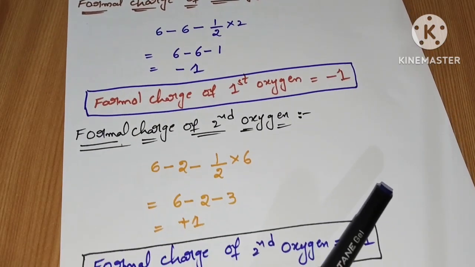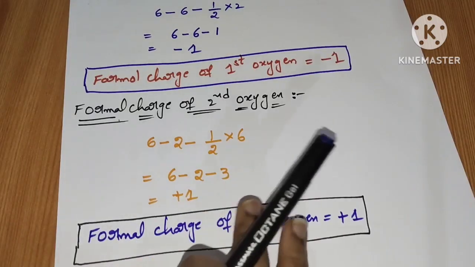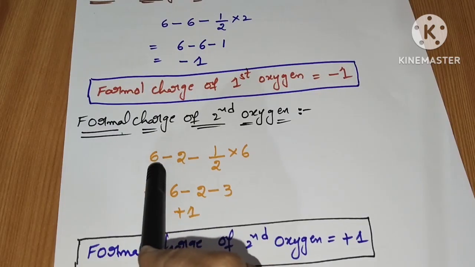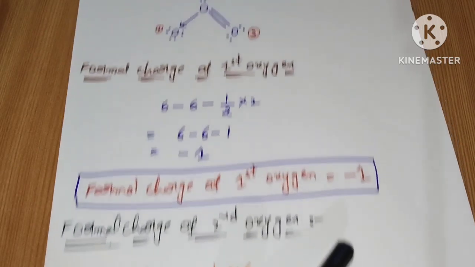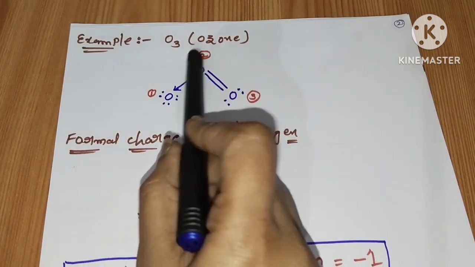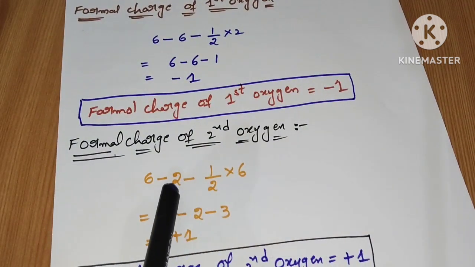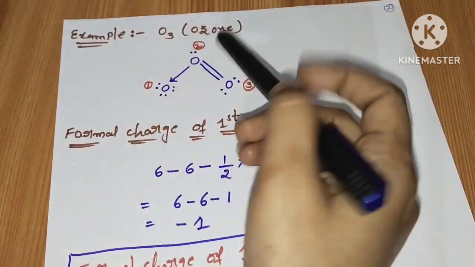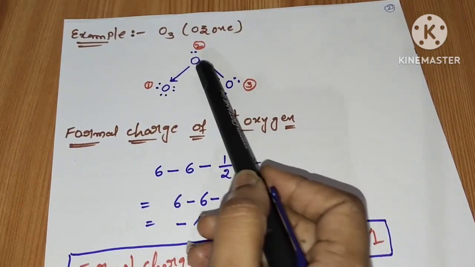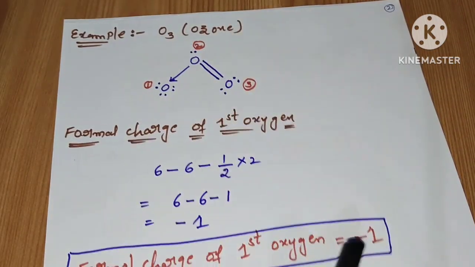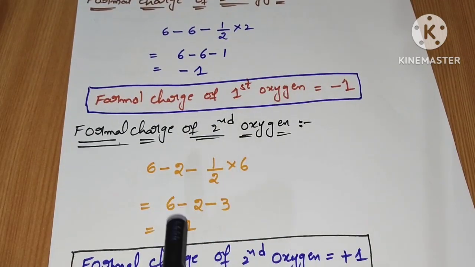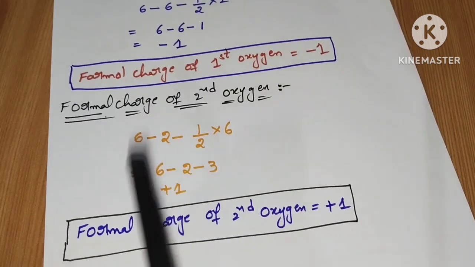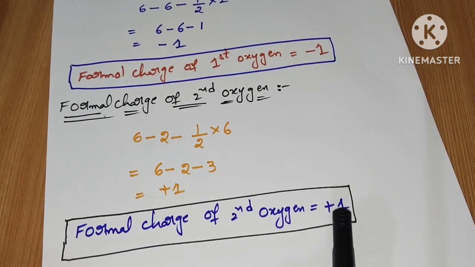Next, the formal charge of the second oxygen. We know the valence electrons of oxygen is 6, and how many lone electrons are present in the second oxygen? 1 and 2, so 2, minus half times how many bonded electrons? 1, 2, 3, 4, 5 and 6, half times 6. 6 minus 5 equals the formal charge of the second oxygen, which is +1.